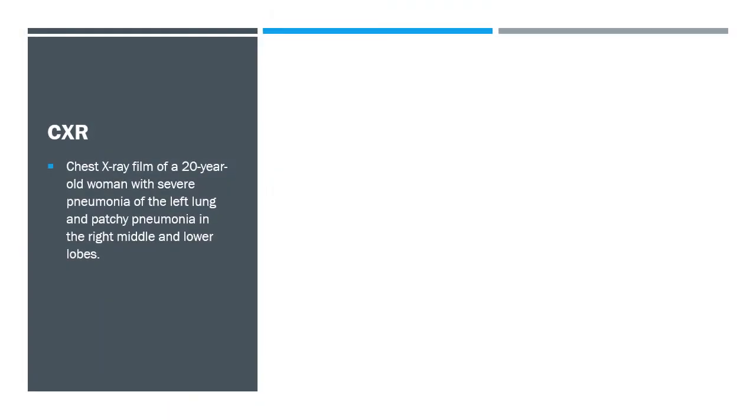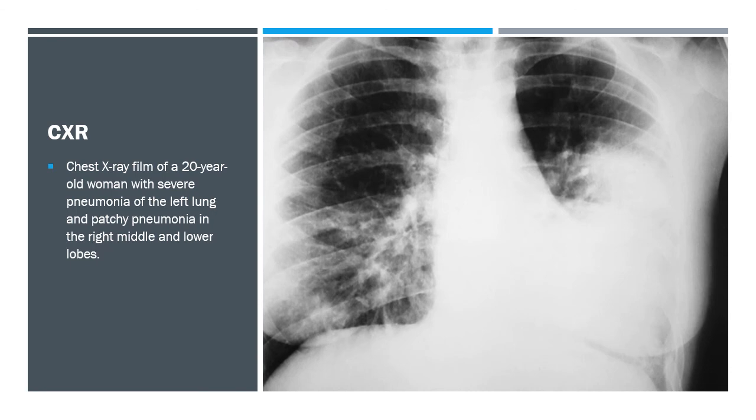This chest x-ray is of a 20-year-old woman with severe pneumonia of the left lung and patchy pneumonia in the right, middle, and lower lobes. So, as you can see, there's a patchy pneumonia in the right middle and lower lobe, and severe pneumonia of the left lung.